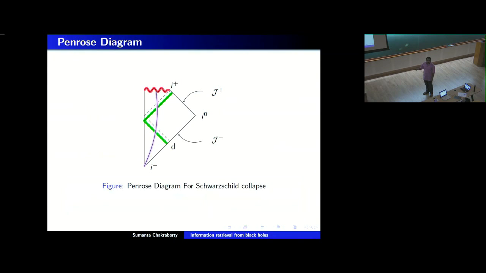And this is the corresponding Penrose diagram. This is the singularity, this dotted line is the event horizon, and this is the shell which is collapsing and forming the black hole. And this is the asymptotic future infinity, and this is the asymptotic past infinity on the null line.